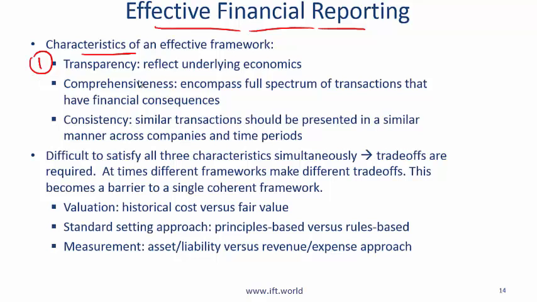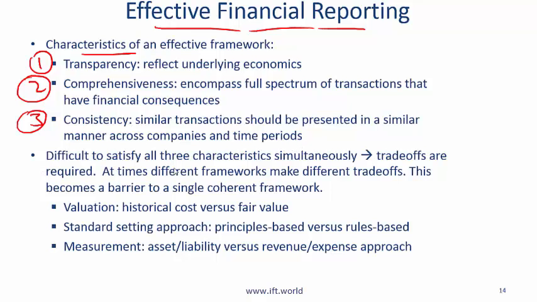Number one is transparency, which means that the financial statements truly reflect the underlying economics of the company. They need to be comprehensive, which means that the reports should encompass a full spectrum of transactions that have financial consequences. And number 3 is consistency. Similar transactions should be presented in a similar manner across companies and time periods.